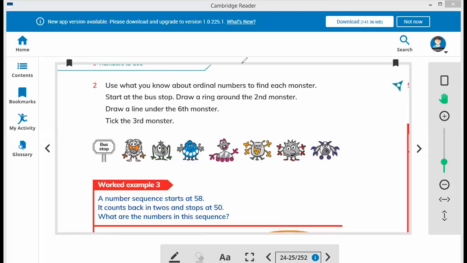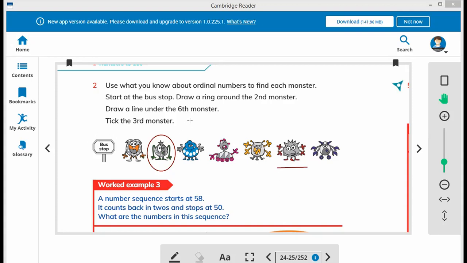Coming back, start at the bus stop, draw a ring around the second monster. Second means not the first one, second. Draw a ring. Draw a line under the sixth monster. First, second, third, fourth, fifth, sixth. So this one is the sixth. Under the sixth, I'm going to draw a line.